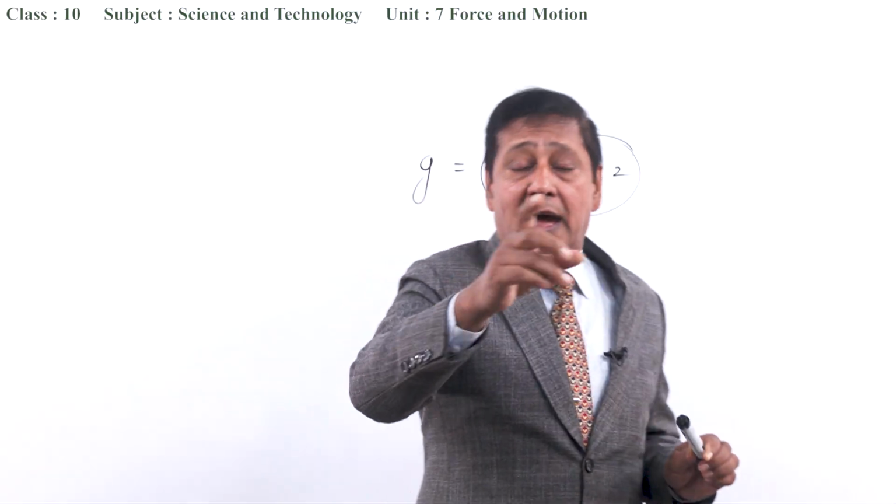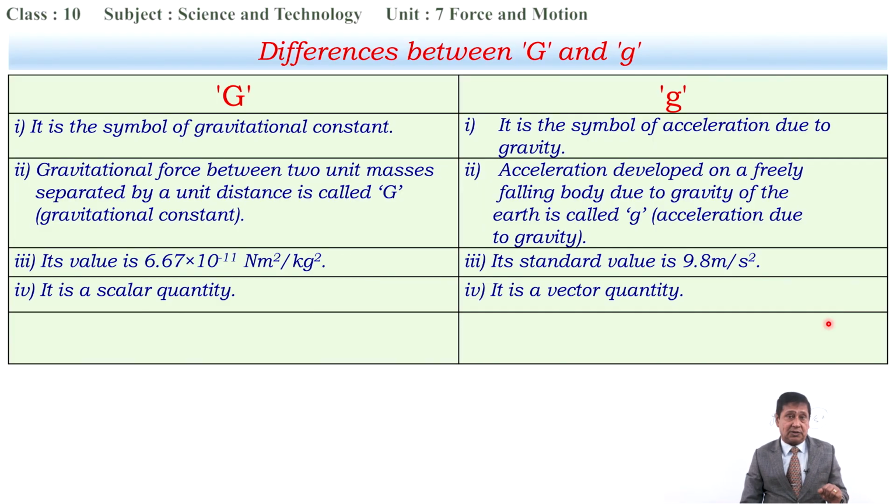But the gravitational constant has only magnitude. Here we have a number and unit, which is actually the magnitude of capital G, but this is not a unidirectional force. That's why this is a scalar quantity.